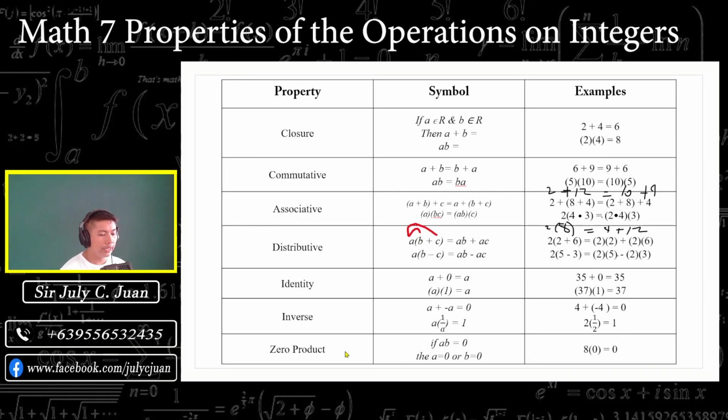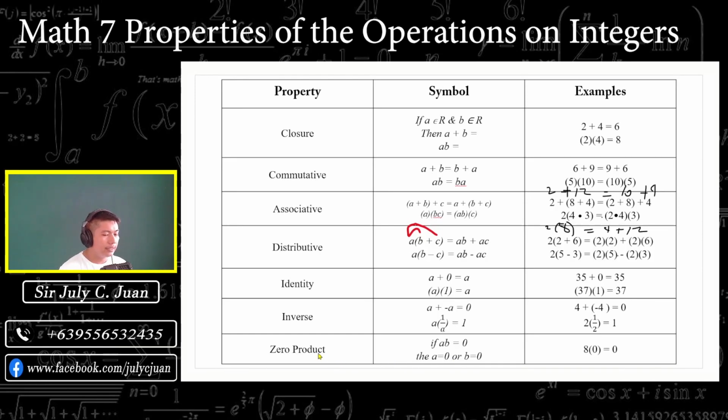Okay? Okay, so next is we have the zero product property. Okay, so dinagdag ko siya dito para hindi kayo malito. Ano? So when we say zero product property, it states that if AB equals 0, then either A or B is equal to 0. Tama nga naman kapag nag-multiply tayo ng dalawang numbers na equal sa 0, either isa sa kanila ay 0, di ba? Okay, that is zero product.